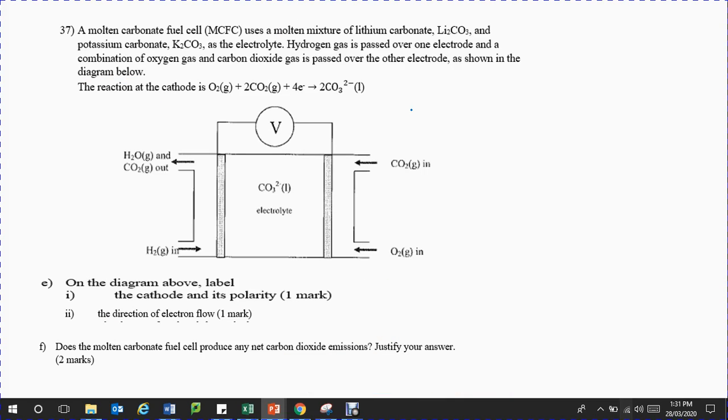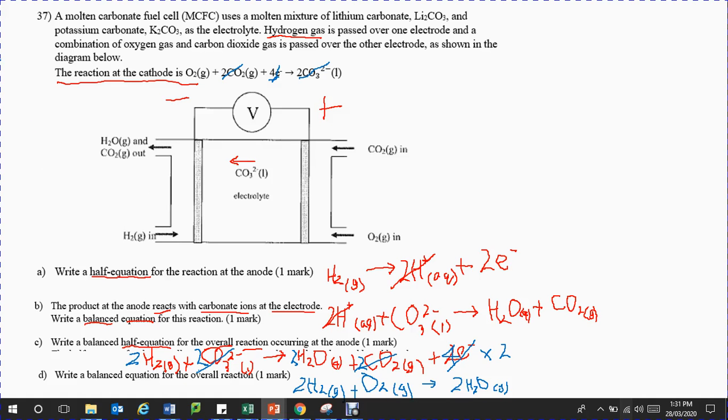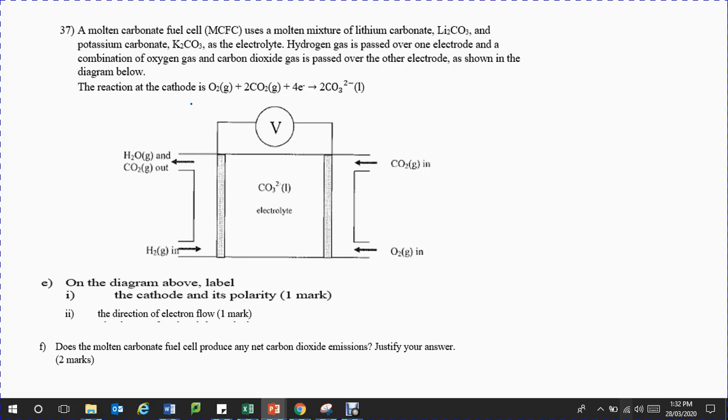Okay, question E. On the diagram above, label the cathode and its polarity and the direction of the electron flow. Okay, so I'd already done that when I read my information. As I said earlier, when I read the information and look at the diagram, I tend to annotate the diagram as I go because I find it easier to understand what the question's asking. So I labeled the cathode and its polarity, so that's my positive, cathode. Okay, the direction of the electron flow. So we know that electrons flow from my anode to our cathode. Okay, done. Next, question F.